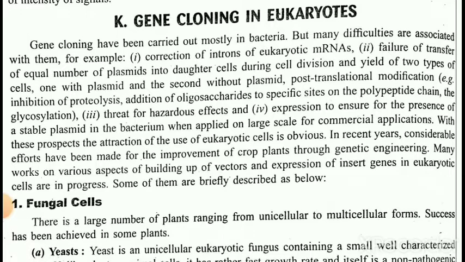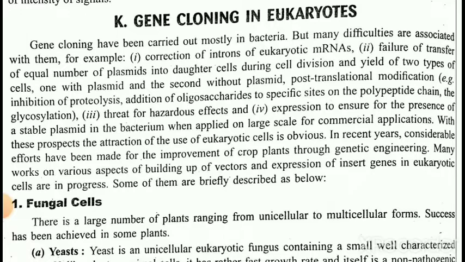3. Post-translational modification, e.g. inhibition of proteolysis, addition of oligosaccharides to specific sites on the polypeptide chain, the glycosylation. 4. Threat for hazardous effects and expression, to ensure the presence of a stable plasmid in the bacterium when applied on large scale for commercial applications. With these prospects, the attraction of the use of eukaryotic cells is obvious.